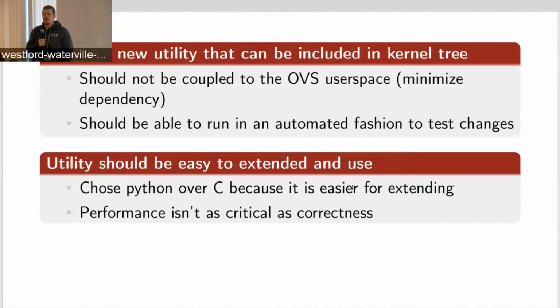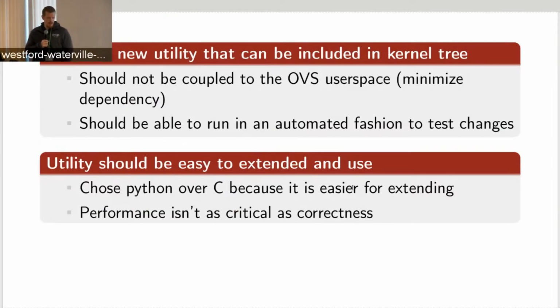So the approach I took was to create a utility that we can include in the kernel tree, written in Python, that isn't coupled to the OVS user space, and that can run in an automated way to help us test changes. I chose Python over C because it's easier to extend. It may also be easier if the utility is good enough: if someone has an issue on their system, we can just say, grab this Python code and run it, which maybe works a little better than futzing with OVS commands.